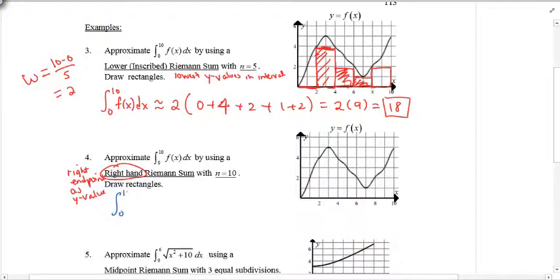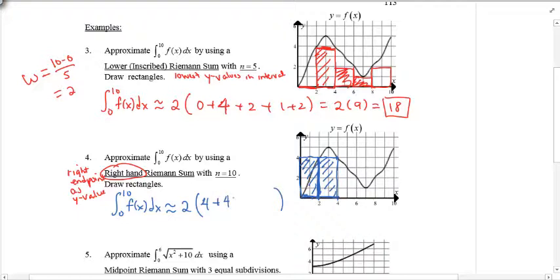Try number 4 now. Same idea. Don't forget the approximation. The width is the same. Now this time I'm always going to use the right endpoint. So for the right endpoint between 0 and 2, its y value is 4. The right endpoint between the interval from 2 to 4 is when x equals 4, which gives a y value of also 4.